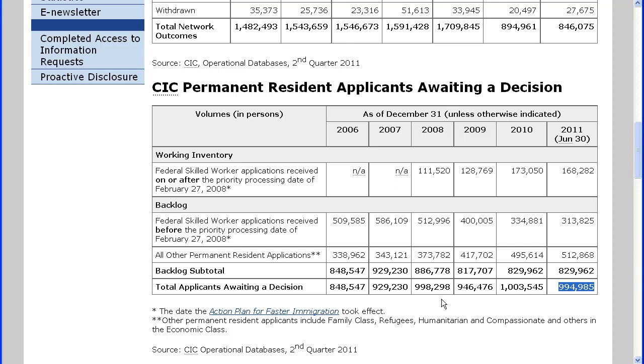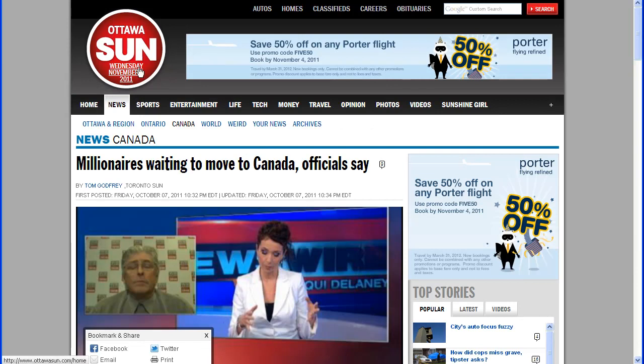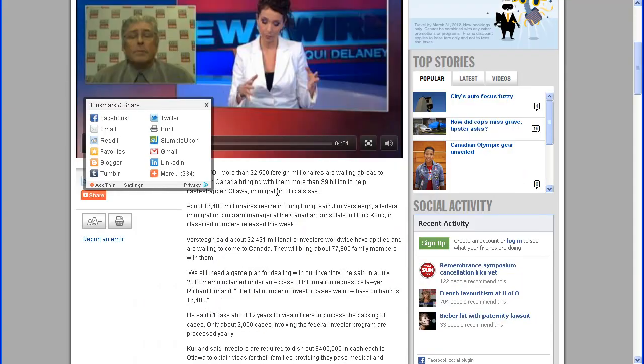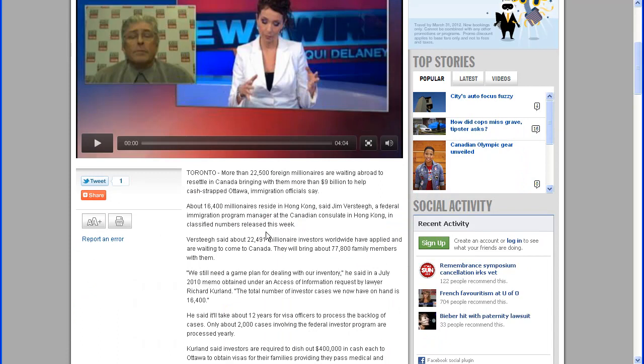To illustrate that, as the last thing here, I will show you an article from the Ottawa Sun newspaper. It says, millionaires waiting to move to Canada. So it says here, more than 22,000 foreign millionaires are waiting abroad to resettle in Canada, bringing with them more than $9 billion to help cash-strapped Ottawa, immigration officials say. So a huge number of people who have huge amounts of money are still in the line.